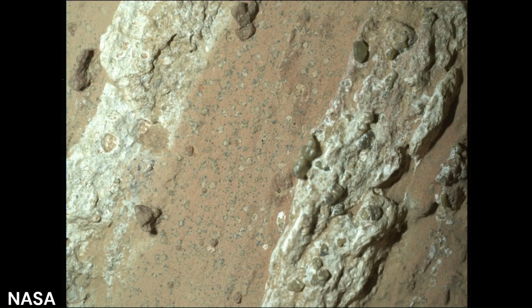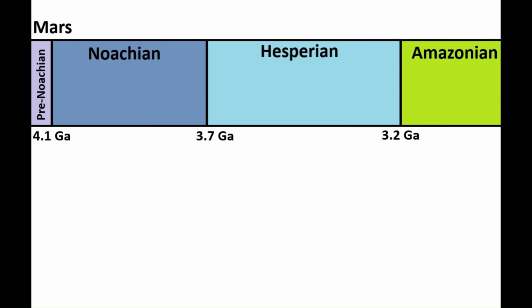To get an idea, let's look at when these nodules were supposedly formed. You may have heard that ancient Mars was wet, but there were 2 main periods where much of the Martian surface was covered with water. The Noachian, from 4.1 to 3.7 billion years ago, and the Hesperian, spanning from 3.7 to 3.2 billion years ago.